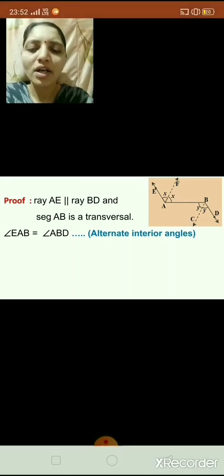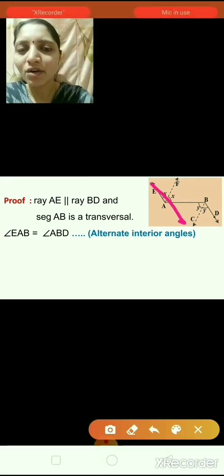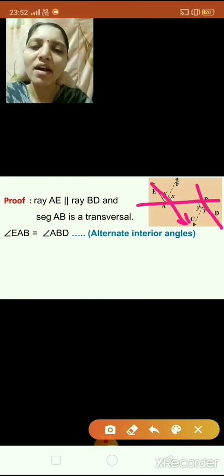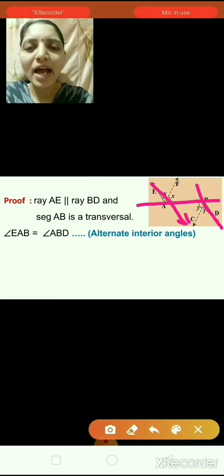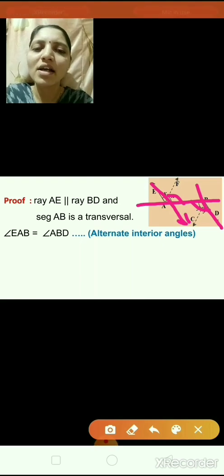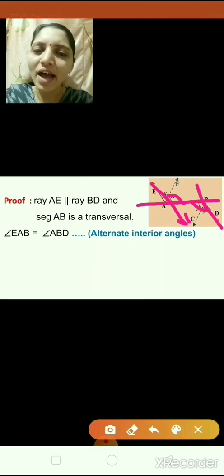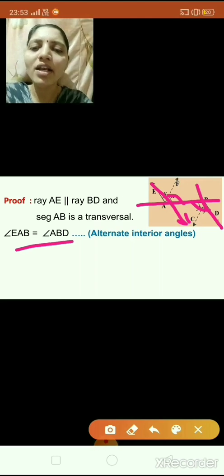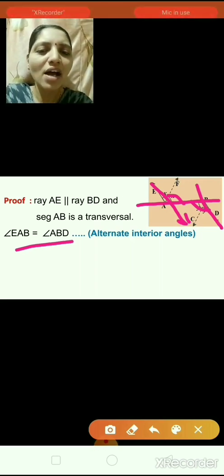Now let's start with the proof. Now if you consider ray AE, it is given that ray AE is parallel to ray BD and AB is their transversal. Then angle EAB and angle ABD, these two angles form here, and these two angles are nothing but alternate interior angles. So we can write here angle EAB is equal to angle ABD. Reason you will write as alternate interior angles.